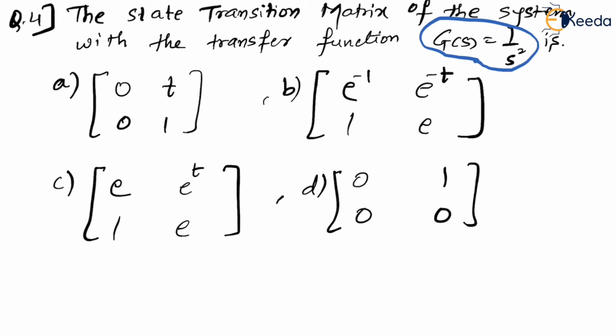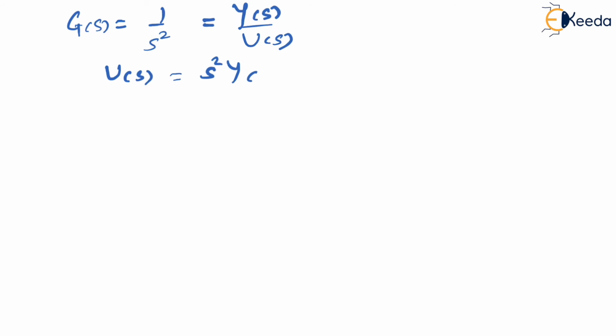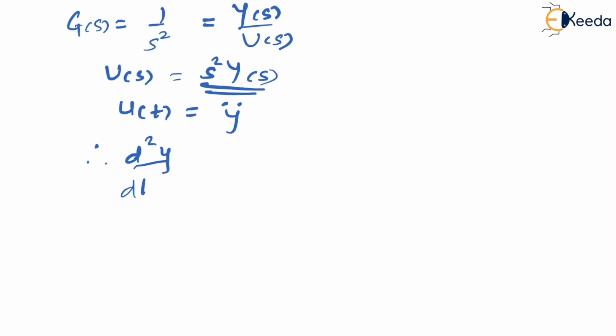So from this, G of s equal to 1 upon s squared. This is nothing but Y of s upon U of s. Now, what do you mean by this? If I take this, U of s is going to be s squared into Y of s, right? What does that mean? If I take it in the time domain, then it becomes u of t equal to s squared into Y of s. It indicates that it is going to be a double derivative, so it is y double dot. Therefore, I can say that it is nothing but d2y by dt squared equal to u of t.